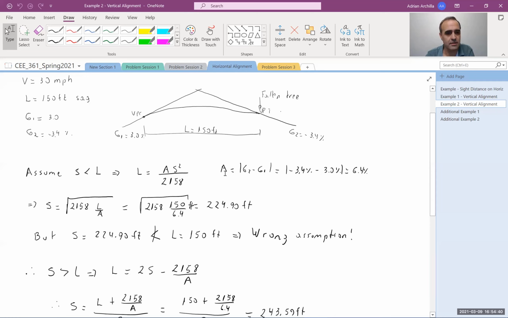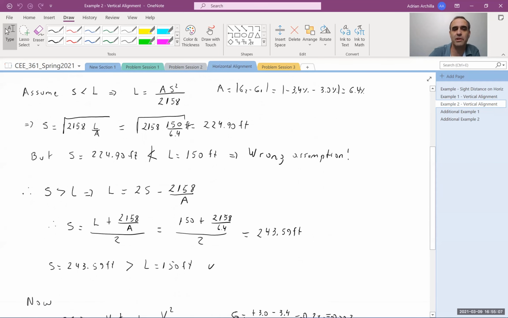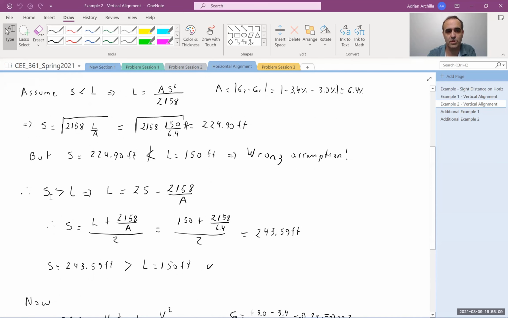So it's just a matter of substituting L and A. I got a value for S, and then I check: is the value for S that you just obtained less than the length that you're using in that equation? No, it's not, it's larger. So it was the wrong assumption. Wrong assumption means this one over here, so we have to go back and use the other equation that you have available in your notes, which corresponds to S greater than L. Again, I solve for S, and I get a value that is indeed greater than the value of L.